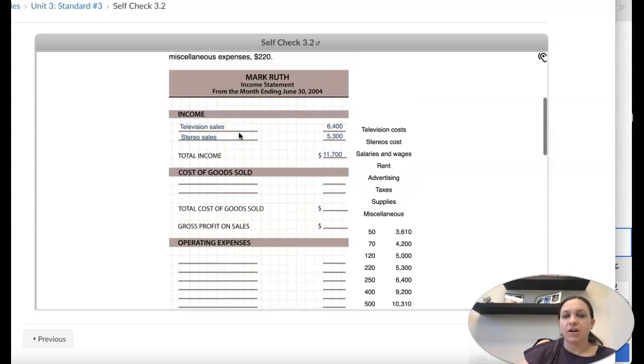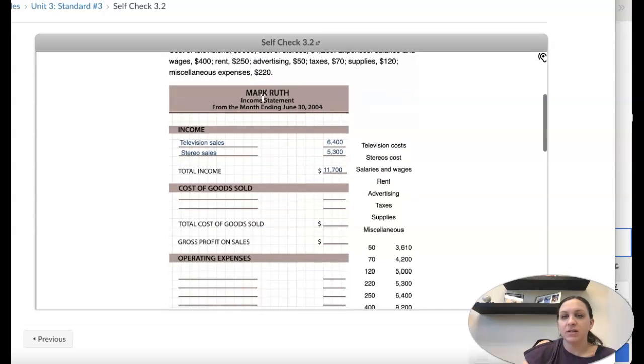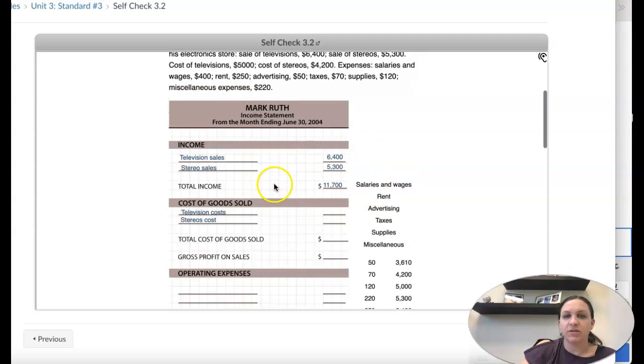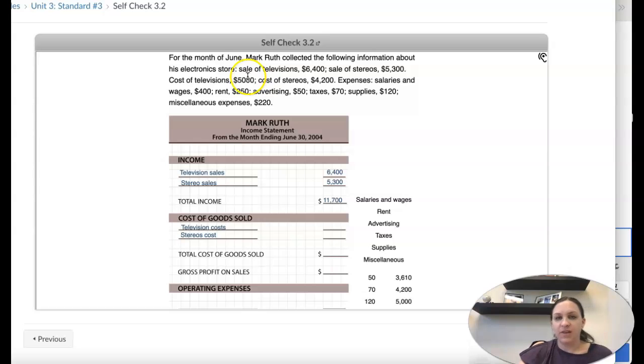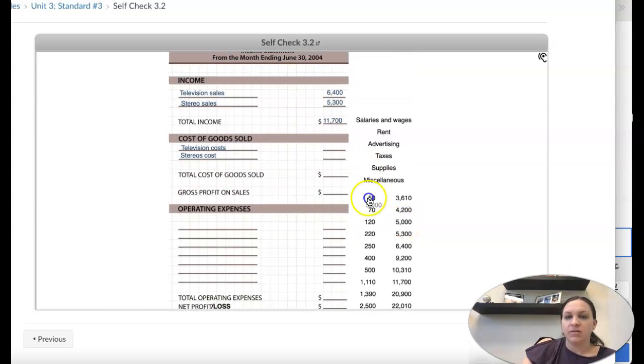And now we need to look at cost of things. So cost of televisions, $5,000. And these kind of go in order. Cost of televisions, and then we're going to look at cost of stereos. So televisions, $5,000. Stereos, $4,200. So total cost is, we're going to add those together.